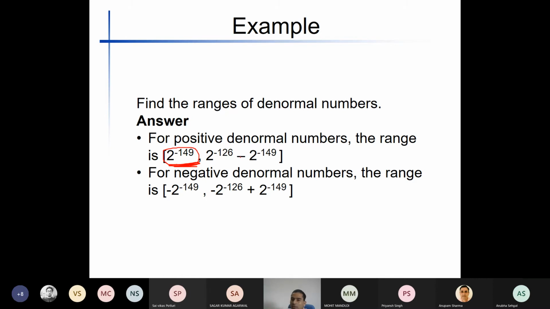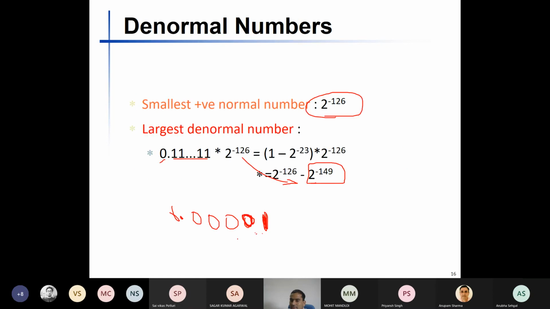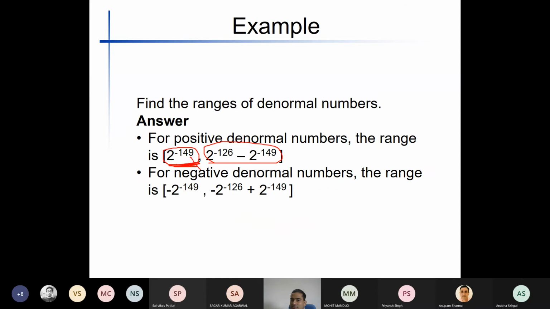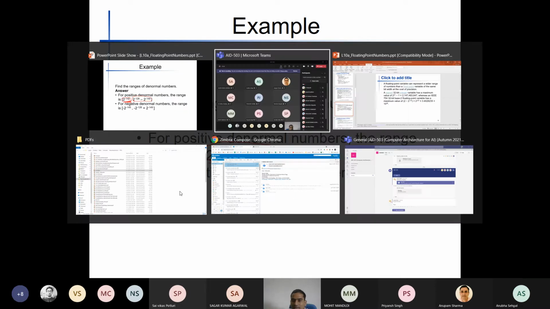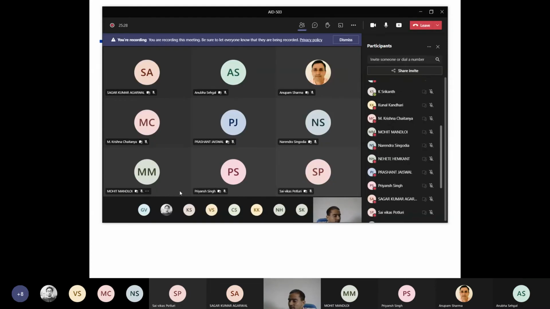So that is the smallest denormal number, and the largest denormal number I have already shown you. This number is 2 raised to the power minus 2 raised to the power minus 23. If you multiply it with 2 raised to the power minus 126, this becomes 2 raised to the power minus 149. That's the smallest positive denormal number. And the same thing will also be on the negative side. Any questions here?